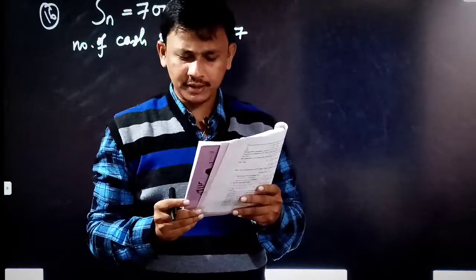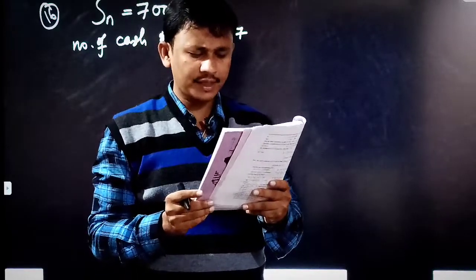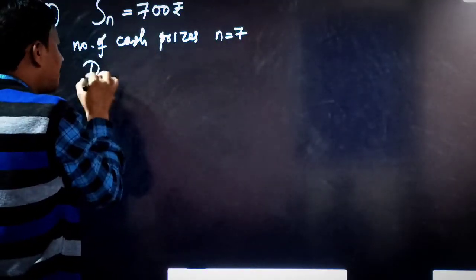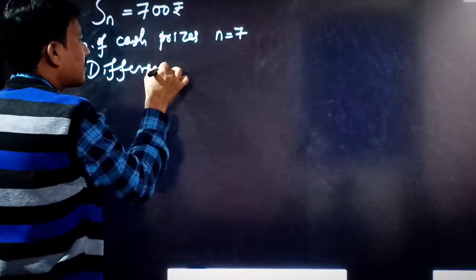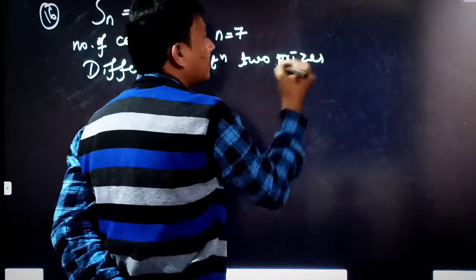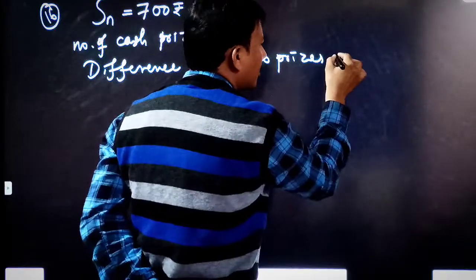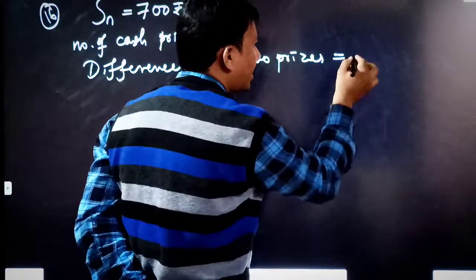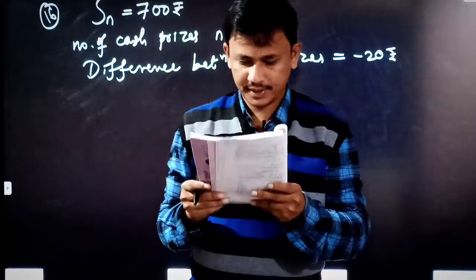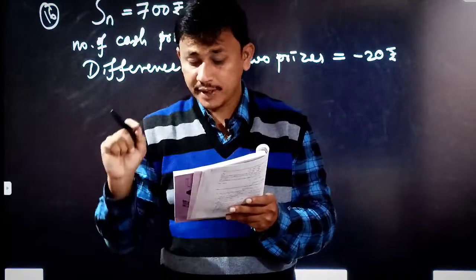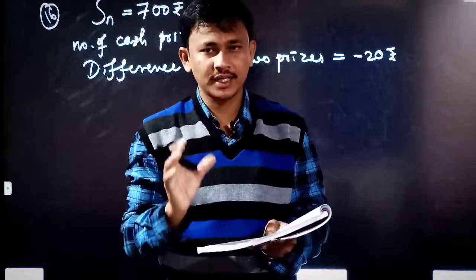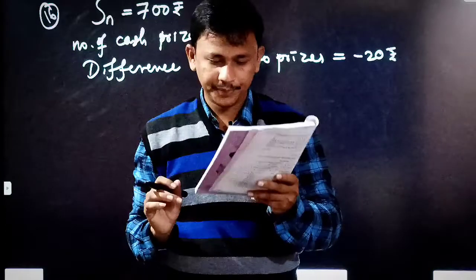To students of a school for their overall academic performances, if each prize is 20 rupees less, that means the difference between two prizes. What is the difference between two prizes? Less than 20 is nothing but minus 20 rupees. If each prize is 20 rupees less than its preceding, less than means minus. Difference is minus 20.